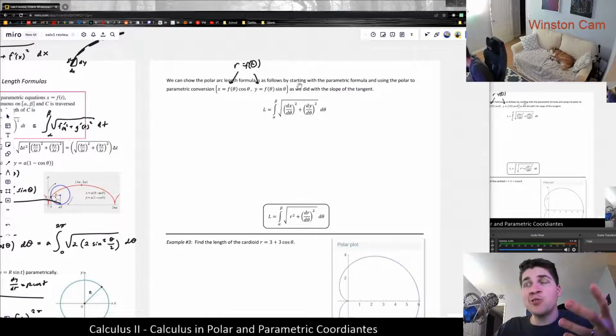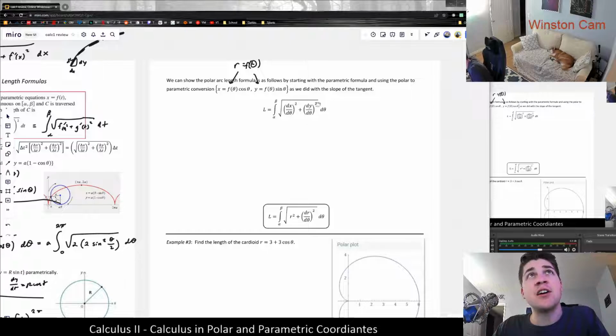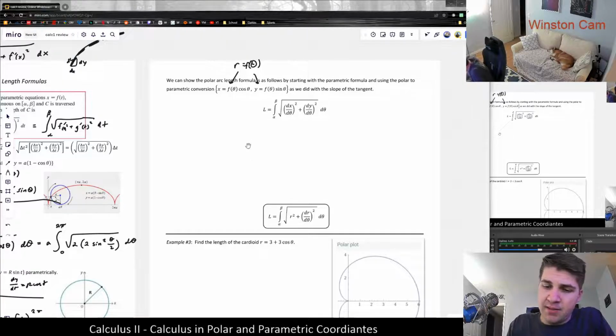But what I wanted to show you is there's quite a vast simplification of the formula, which is where the formula for polar arc length comes from. And it turns out you're just taking the square root of r squared plus the derivative squared. I probably would not have guessed it's quite that simple, but it is. So let's get into it by subbing it in.